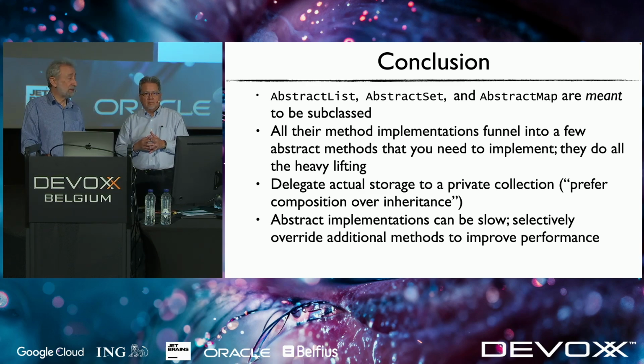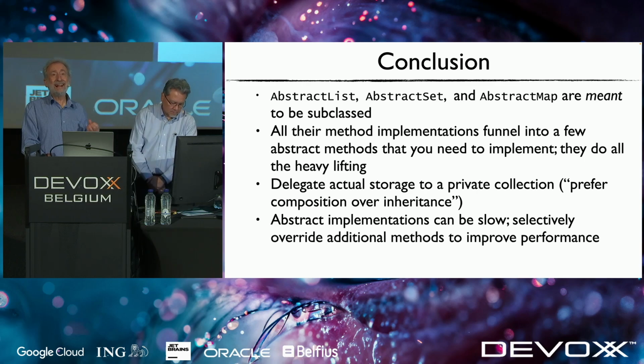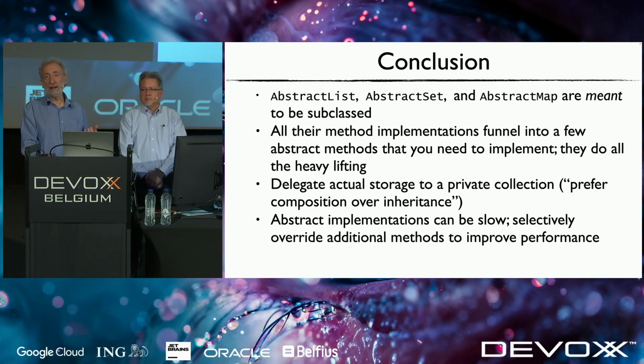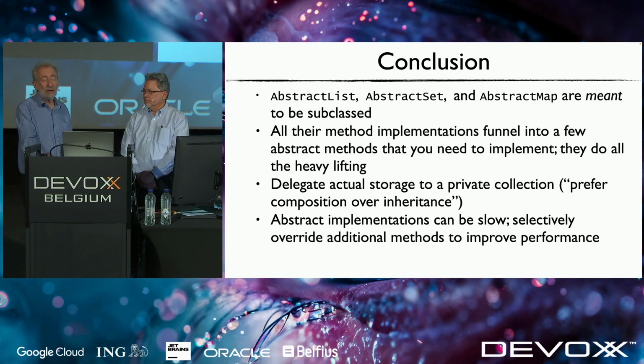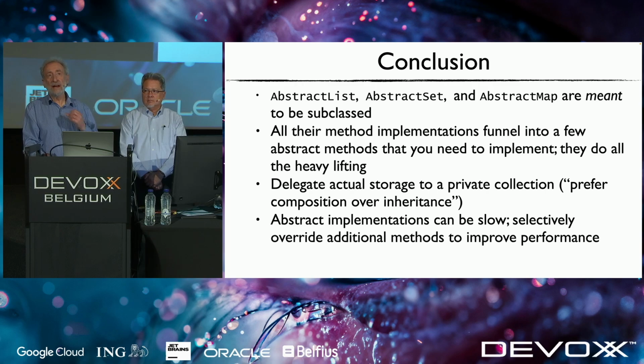So these implementations in the abstract collections clearly aren't optimized. They can't be because they're designed for very general use. And so it may well be that you're going to have to add extra custom methods that will improve performance. But you can start off with this as a basis, and you can be confident that it'll work.